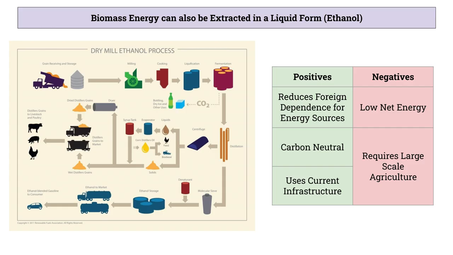And what's nice about the liquid form of ethanol is it does reduce foreign dependence. So if you are a nation that doesn't have fossil fuels naturally in your borders, you can use corn to try to offset how much fossil fuel you have to bring in. Plus, it's carbon neutral. Any type of carbon that is released through the burning of corn had to have come in there through photosynthesis. So the amount of carbon in and out is going to be neutral.